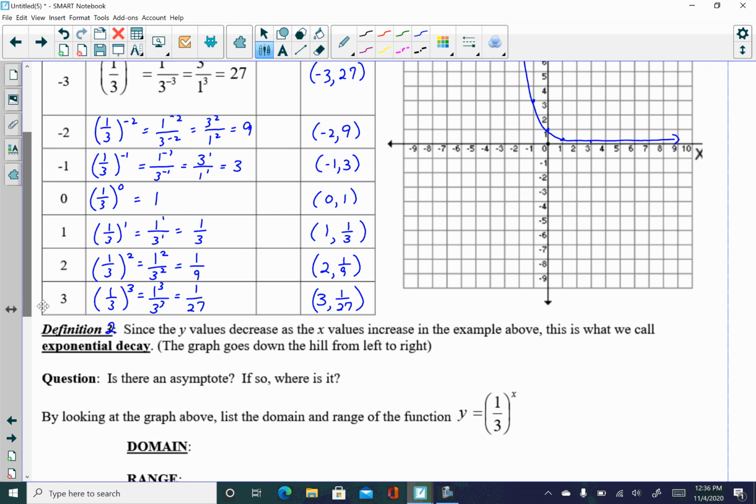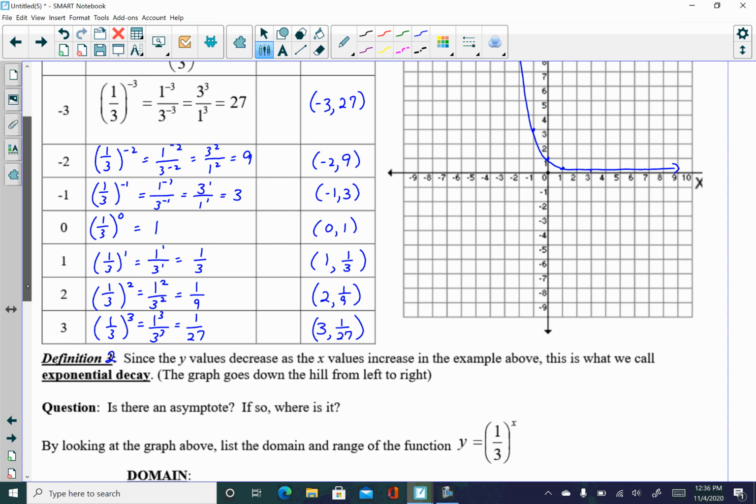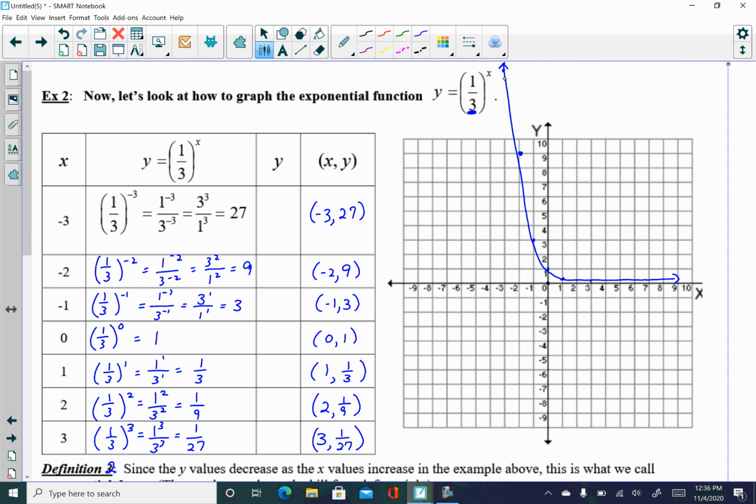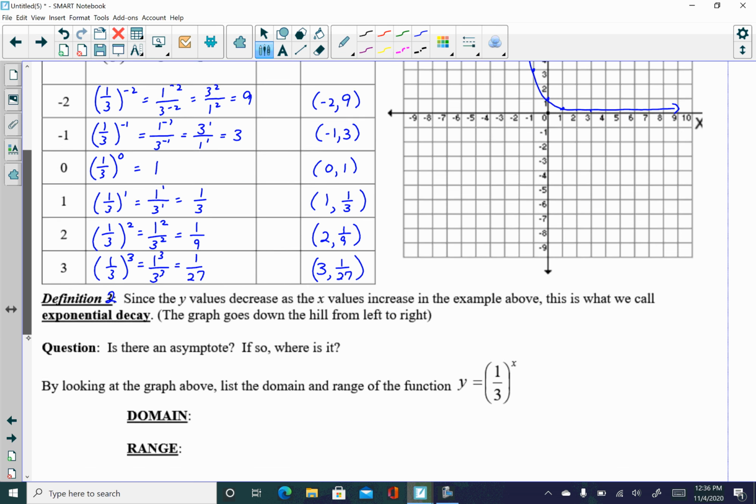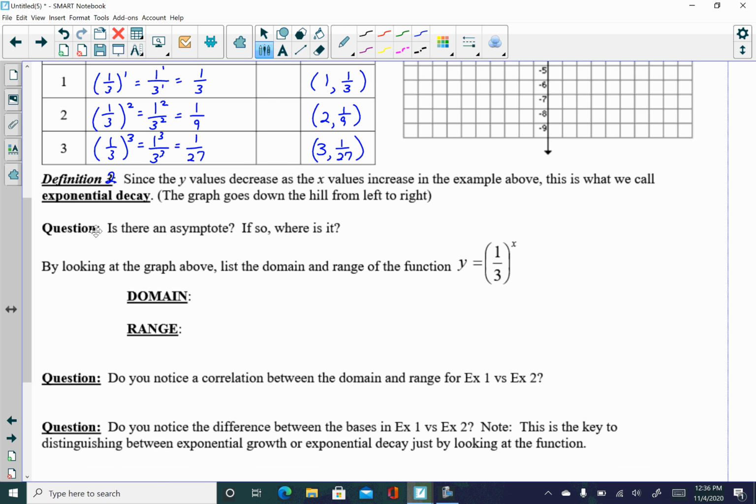You'll see that definition just below. Since the y values here are decreasing as your x values increase, this is what we refer to as exponential decay. Your graph is decreasing from left to right. Think about it as you read this graph. Follow this graph from left to right, it is going down, down, down, right? So that's exponential decay. The question I have below there, is there an asymptote? If so, where is it? And hopefully you agree, yes there is. Basically it's the exact same one that you had before. There's a horizontal asymptote, and it's the line y equals 0.